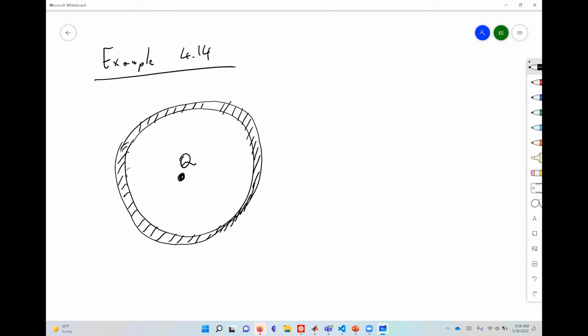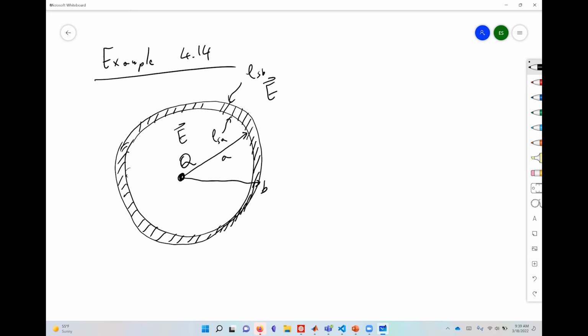The question is, what is the field outside the shell? What is the field inside this shell? And what is the charge distribution? So the shell has an interior diameter of A, and an exterior diameter of B. So the question is, what is the field here? What is the field here? What is the charge distribution here, rho SB? And what is the surface charge distribution here, rho SA?